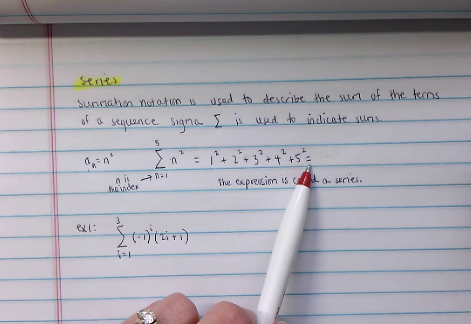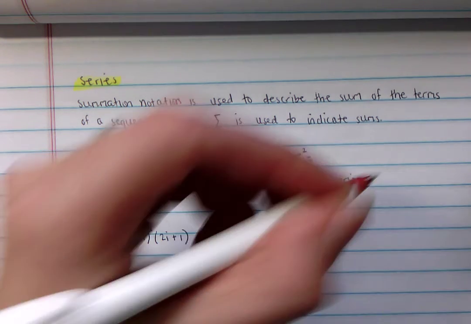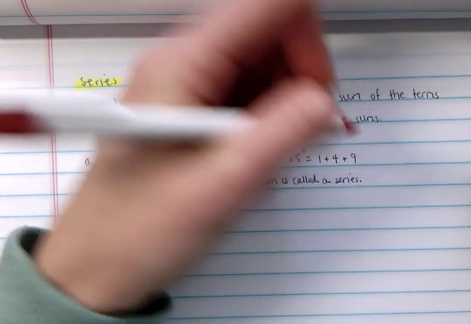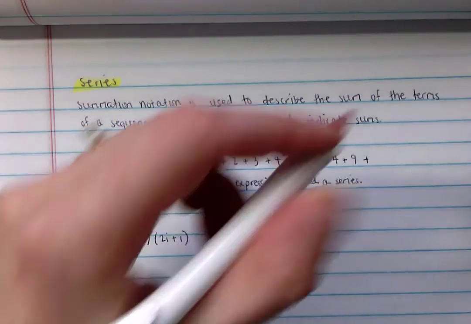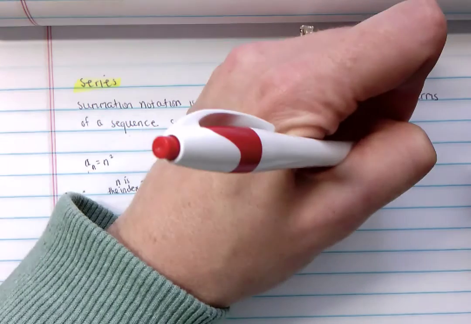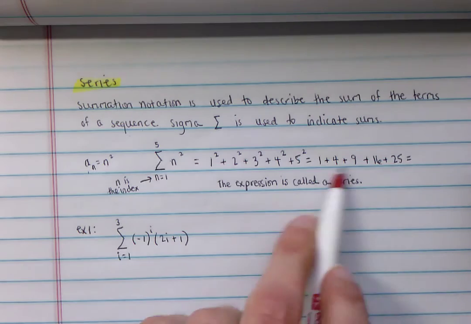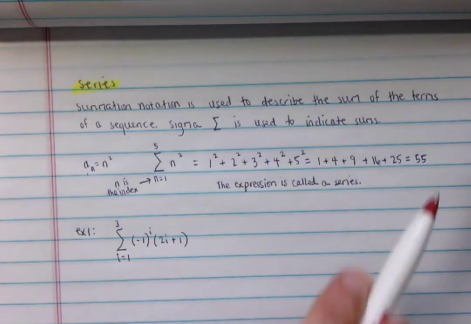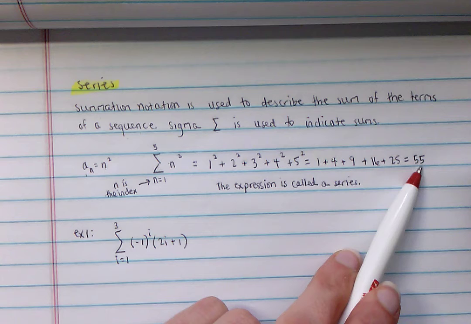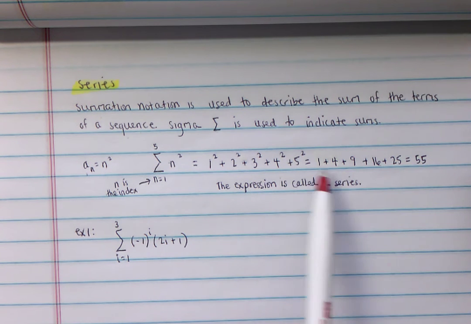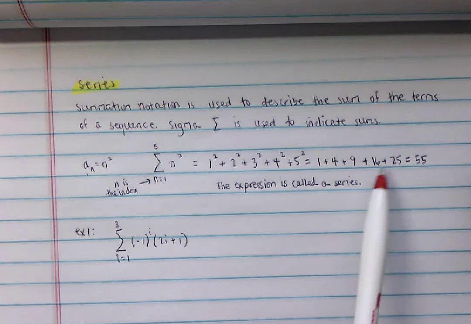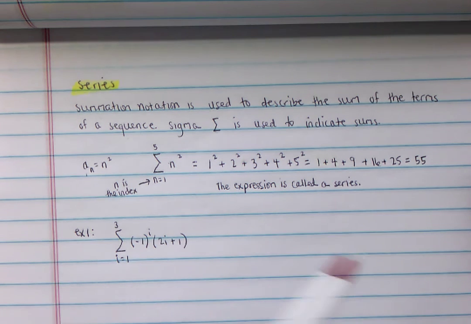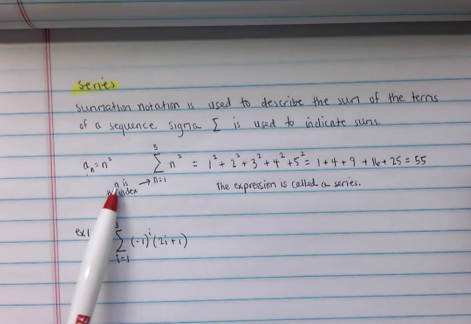And so we're going to write what this is. So 1 squared is 1, 2 squared is 4, 3 squared is 9, 4 squared is 16, and 5 squared is 25. And when you add all of those up, you end up getting 55. And so this is the sum of this sequence. This expression right here, whether written here or here, is called a series. Okay? And again, we talked about the index of summation, and that's the letter n.